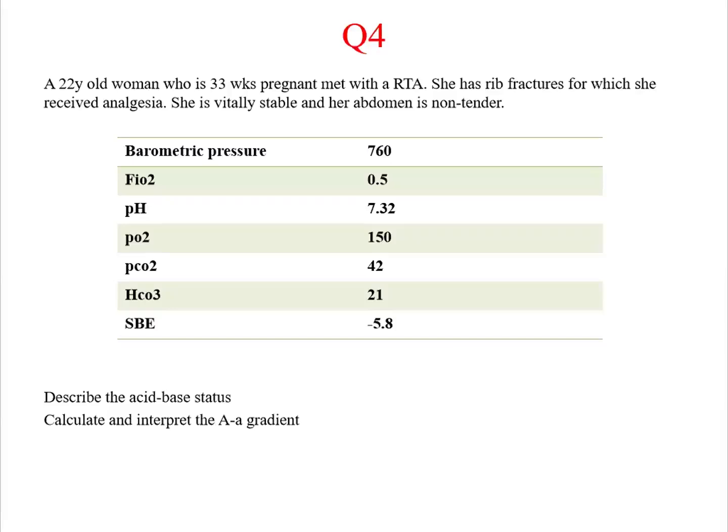They have given so many hints here. A 22-year-old woman who is 33 weeks pregnant met with an RTA. She has rib fractures for which she was receiving analgesia. Vitally she's stable, and her abdomen was non-tender. They've given the barometric pressure. Her FiO2 here is 0.5, and the pH is acidotic. What was the cause of the acidosis? You need to calculate and let me know.